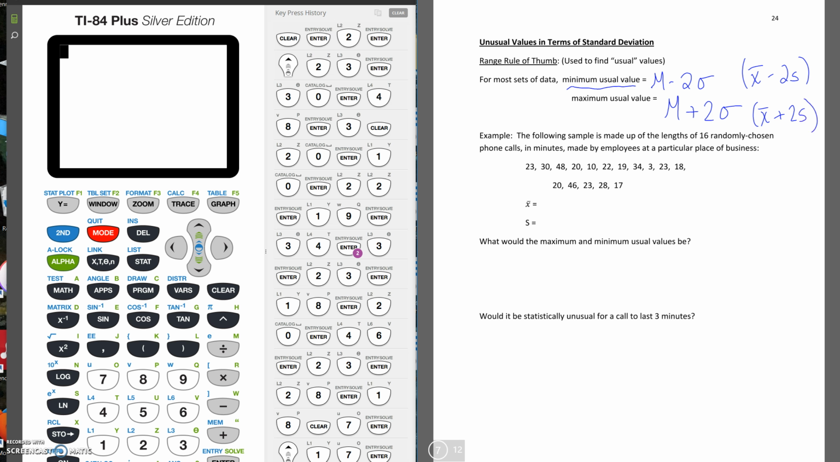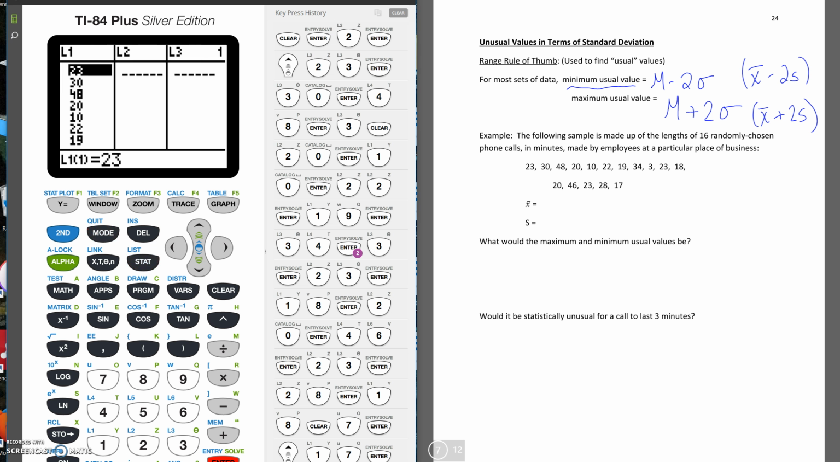So here's an example we'll work through. It says the following sample is made up of lengths of 16 randomly chosen phone calls in minutes made by employees at a particular place of business. So we're going to find the mean and the standard deviation of these 16 calls. We're going to go to Stat and Edit and put these numbers in L1. I've already done so that you don't have to watch me do that on the video. If you want to follow along, I would recommend pausing the video and then restarting after you have those numbers in L1.